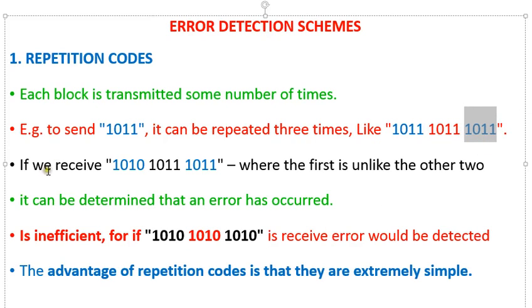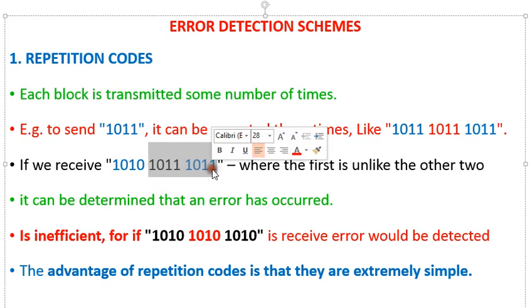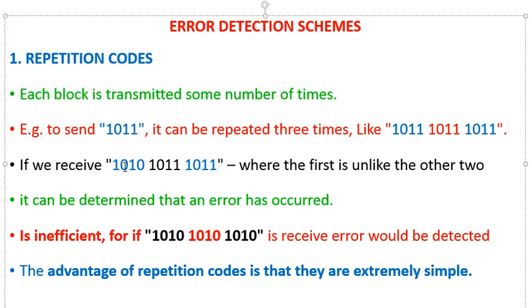So now, at the receiving end, we get something like this. Look at them. Here I have 1010, but this one is 1011, which is the original data, and this one is 1011, which is the original data. So now the receiver will know that the first one is different from the other two, and this is a signal that shows that yes, there is an error because the first one is different from the others. Now, if it is able to know this, then it has done what we call error detection.